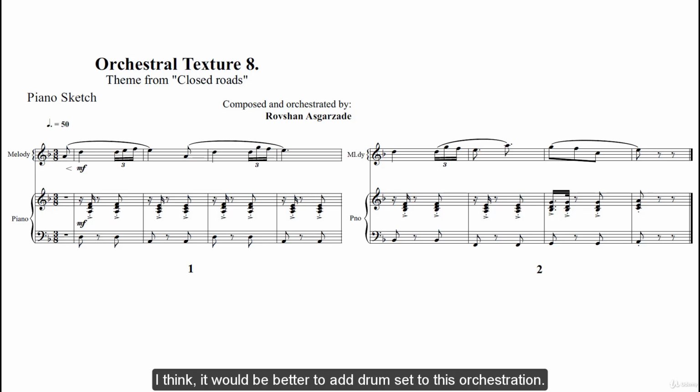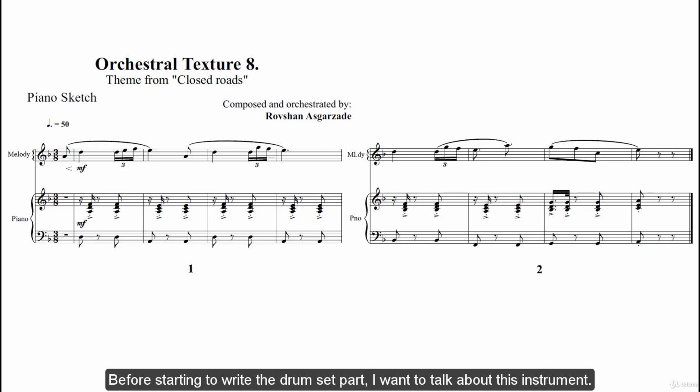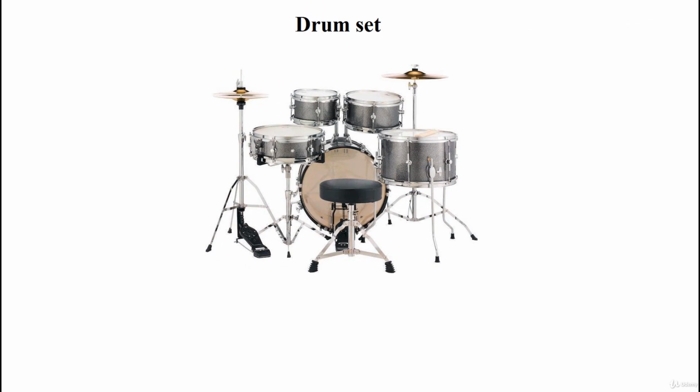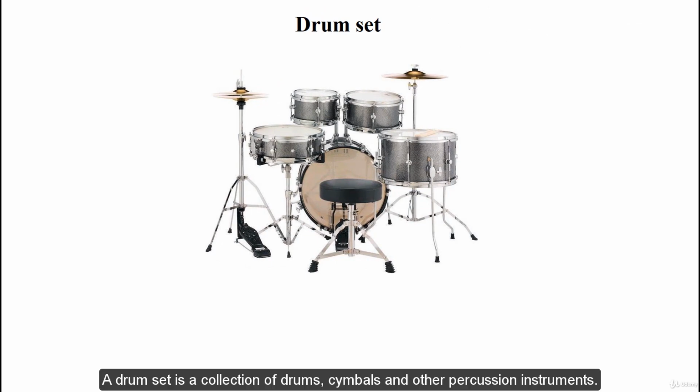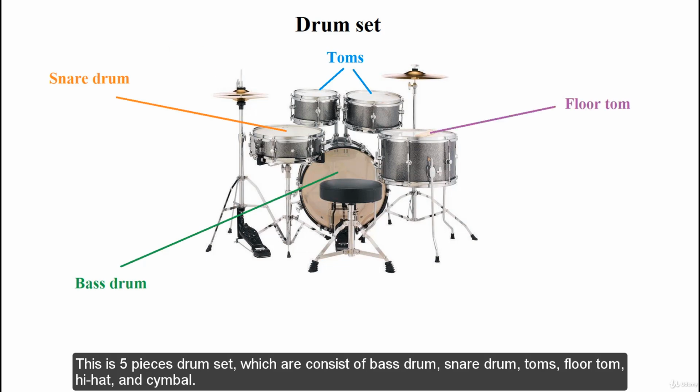I think it would be better to add a drum set to this orchestration. Before starting to write the drum set part, I want to talk about this instrument. A drum set is a collection of drums, cymbals and other percussion instruments. This is a 5-piece drum set, which consists of bass drum, snare drum, toms, floor tom, hi-hat and cymbal.